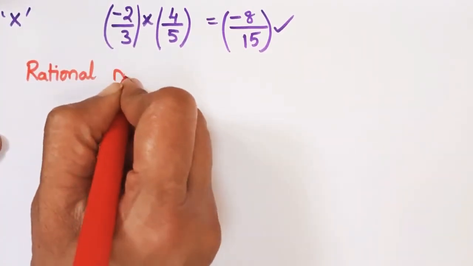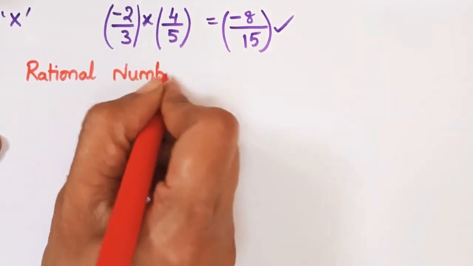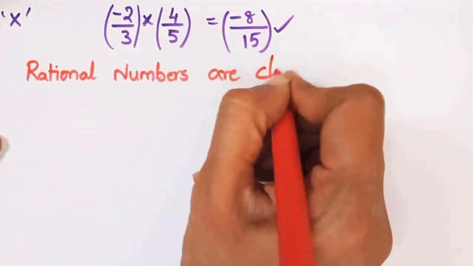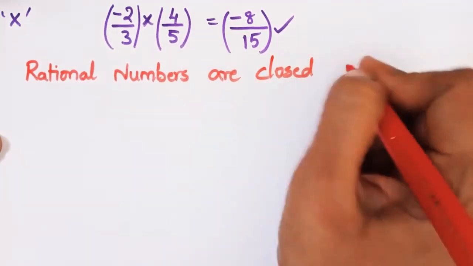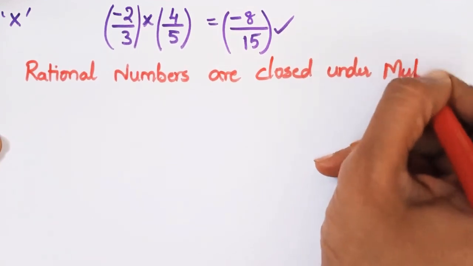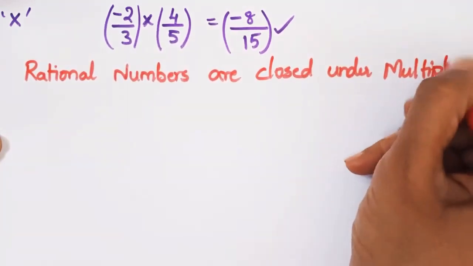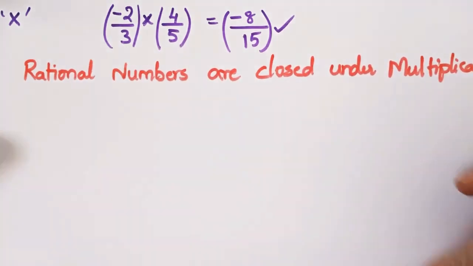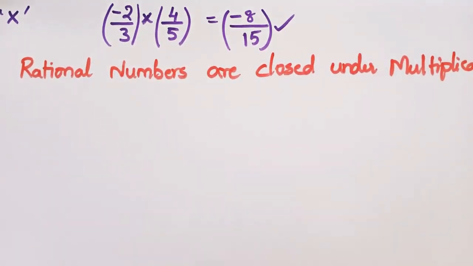Rational numbers are closed under multiplication. We have verified this also. Please do verify with various rational numbers at home.